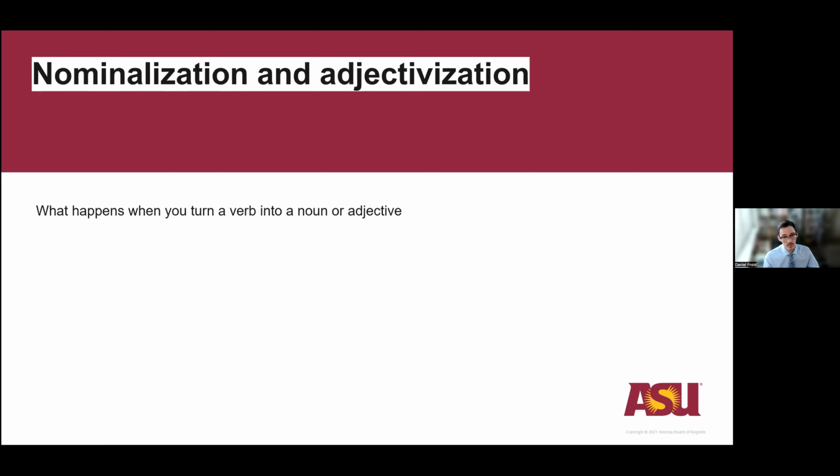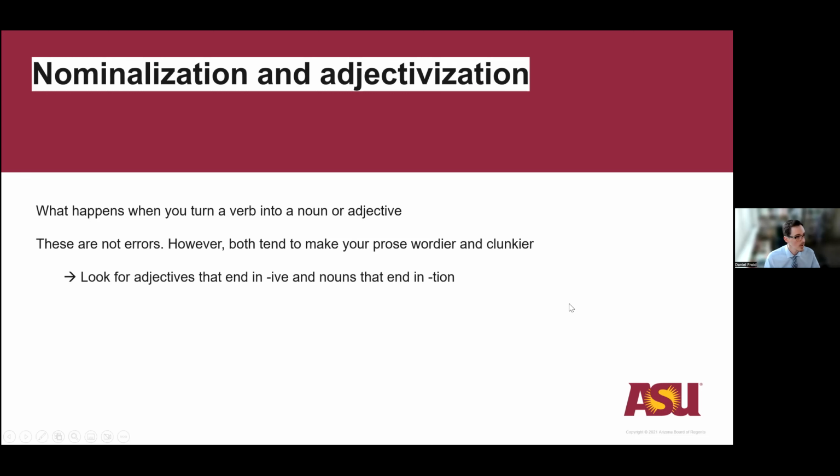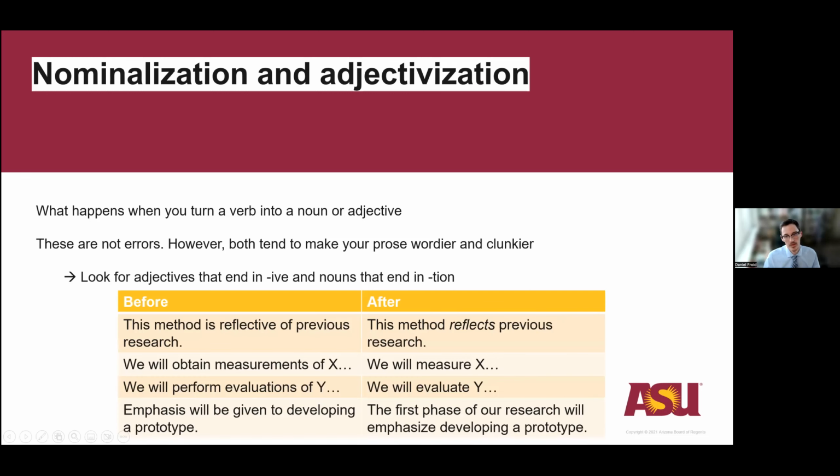All right, next is nominalization and adjectivization. These are long words for what happens when you turn a verb into a noun or an adjective. These are not technically errors. However, both of them tend to make your prose wordier and clunkier. And the slide shows a couple of examples. Look for adjectives that end in "ive" and nouns that end in "tion." That's not an ironclad rule, but it can help.